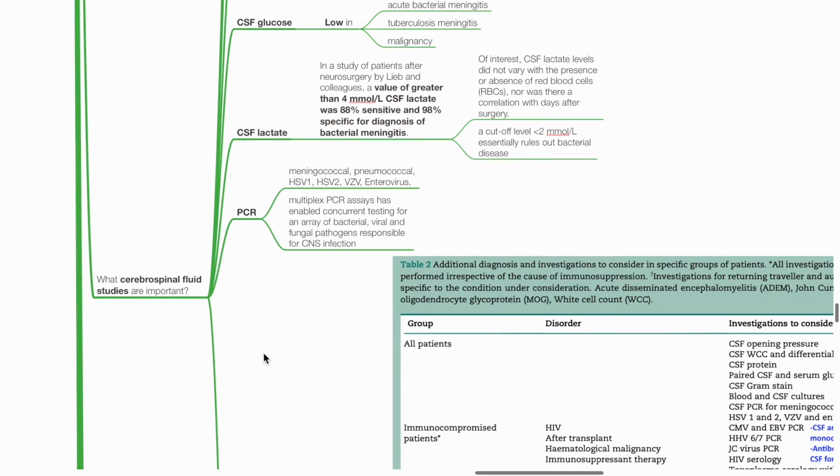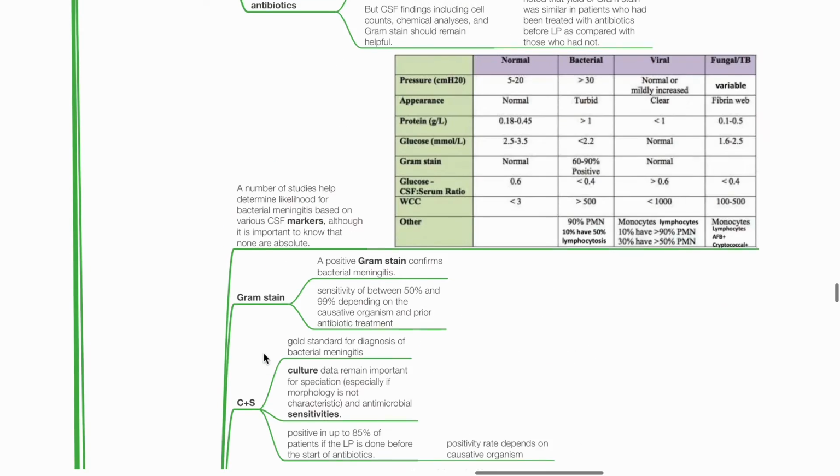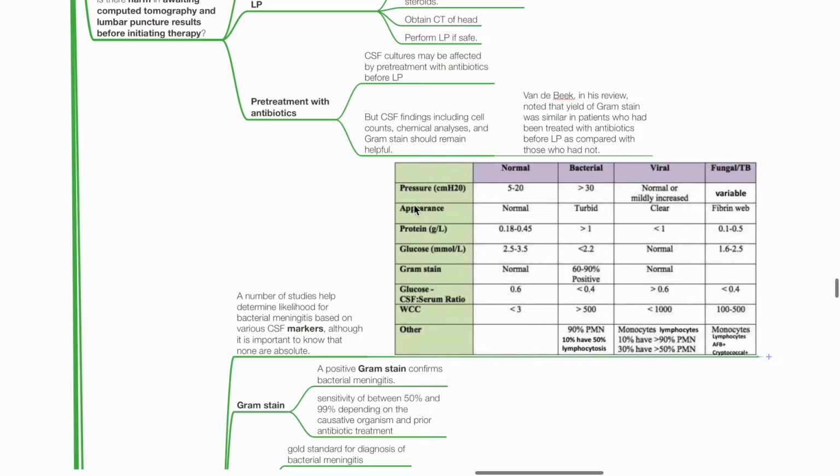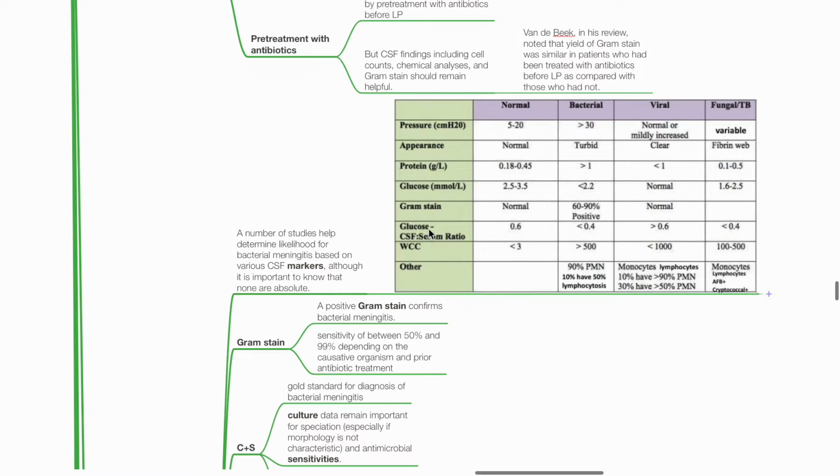What CSF studies are important? This includes opening pressure, appearance, protein, glucose, gram stain, CSF glucose to serum ratio, white cell count, and others. This table shows the typical CSF results for normal, bacterial, viral, and fungal or TB infection. For opening pressure, cmH2O, normal is 5 to 20. If bacterial infection, more than 30. For viral infection, normal or mildly increased. For fungal or TB infection, variable.